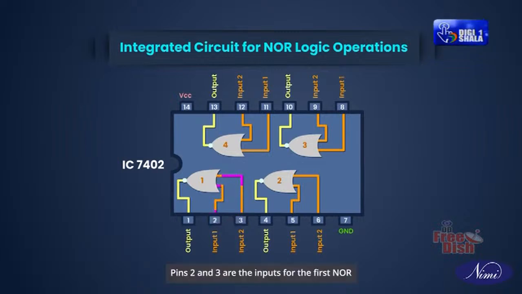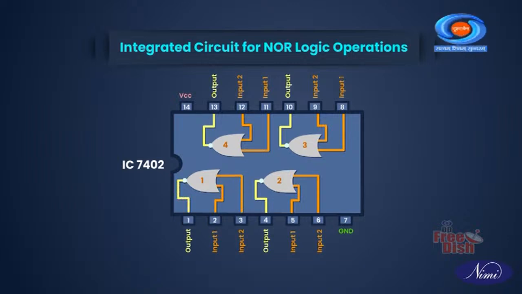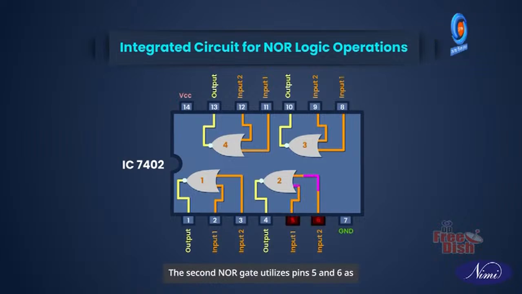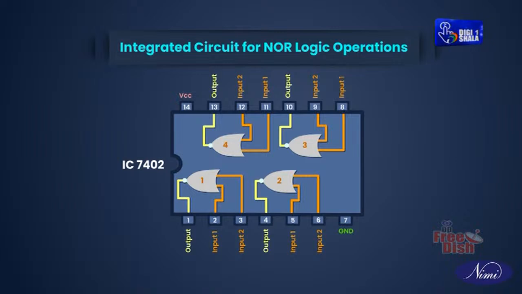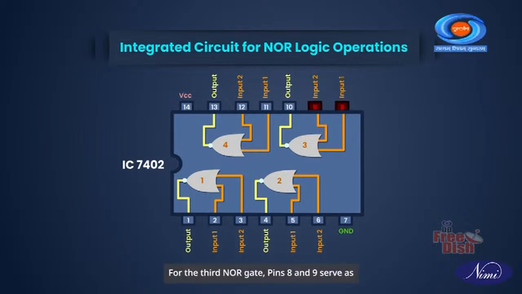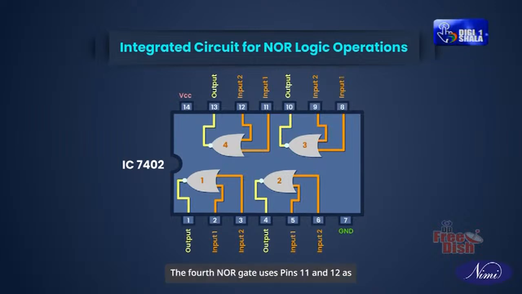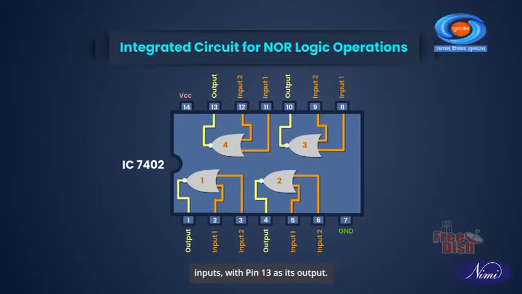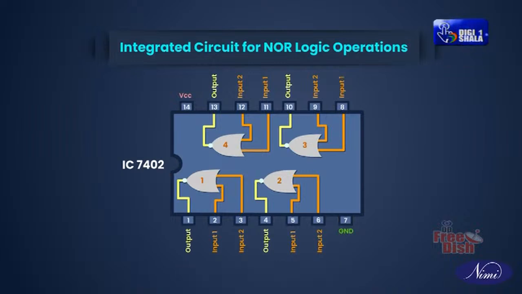Pins 2 and 3 are the inputs for the first NOR gate, and pin 1 is its output. The second NOR gate utilizes pins 5 and 6 as inputs, with pin 4 as the output. For the third NOR gate, pins 8 and 9 serve as inputs, and pin 10 is the output. The fourth NOR gate uses pins 11 and 12 as inputs, with pin 13 as its output. Pin 7 is the ground connection. Pin 14 is connected to the supply voltage VCC, typically plus 5 volt.